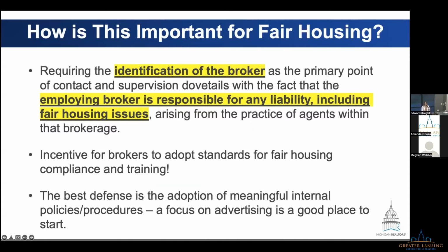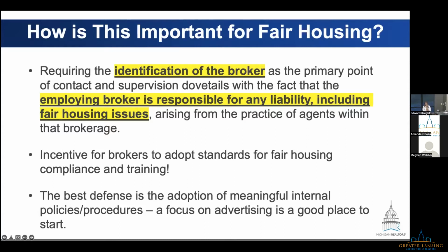And identifying that employing broker, like I said, is important, because that employing broker is responsible for any liability that stems from the practice of those agents within that brokerage. So this threat of liability for the brokerage is always there, and that threat of liability should really be great incentive for brokerages to look at their internal policies, and then if needed, create a plan for how to address any potential fair housing violations.